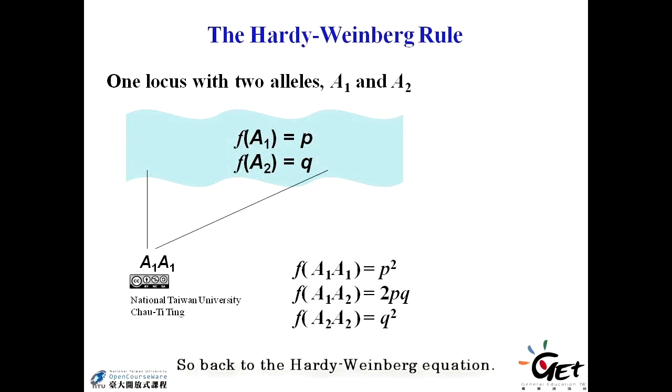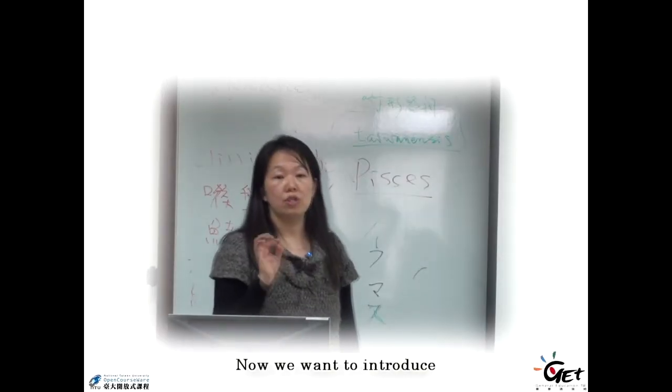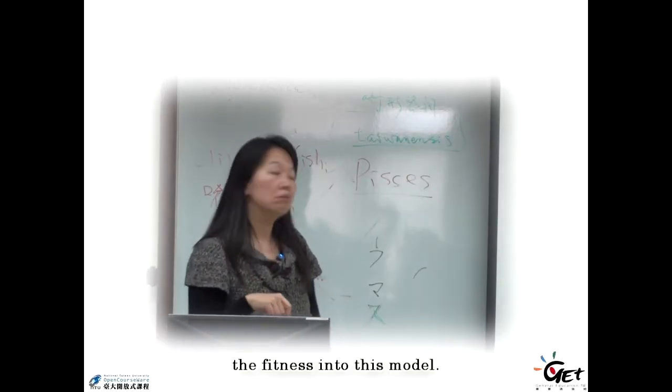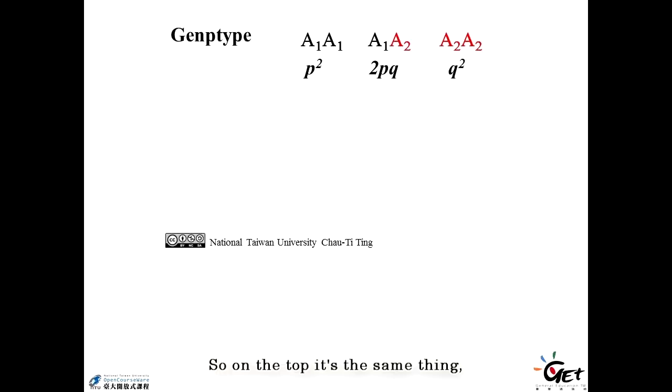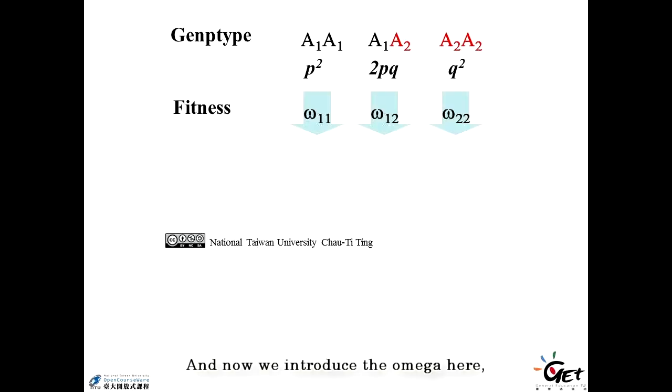Okay, so back to the Hardy-Weinberg equation. Now we want to introduce fitness into this model. On the top is the same thing: you have 3 different genotypes and the ideal Hardy-Weinberg proportion for each genotype. But now we introduce omega here as their relative fitness, using their genotype. So we have omega 1,1, omega 1,2, and omega 2,2 for each genotype.